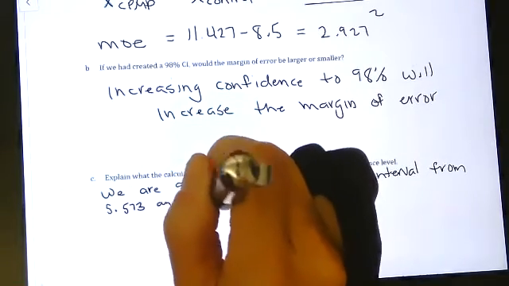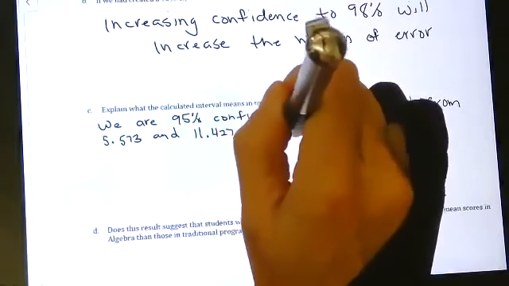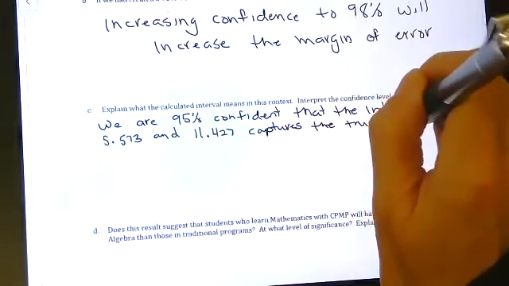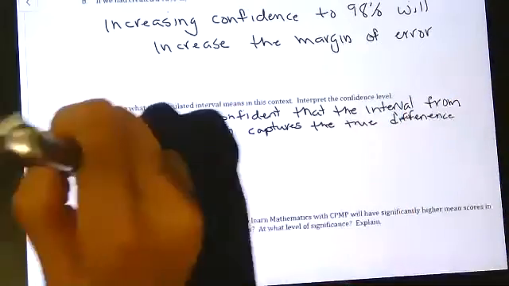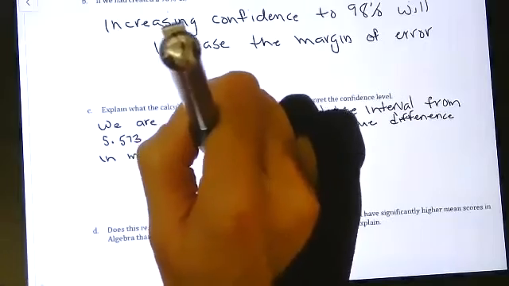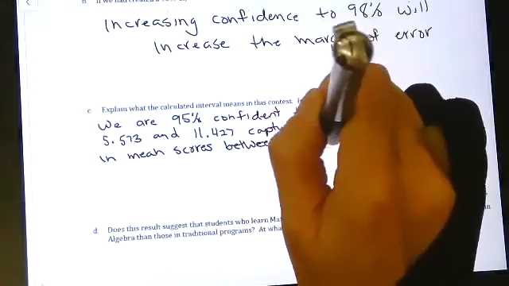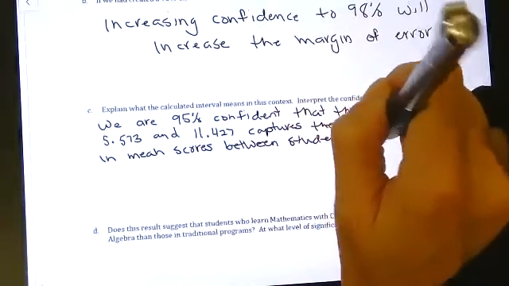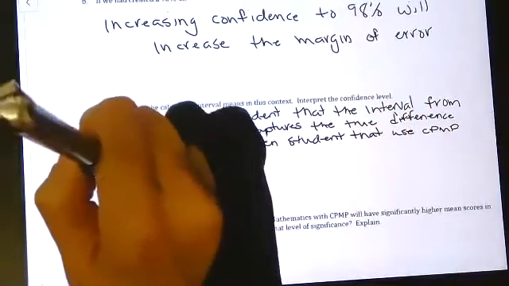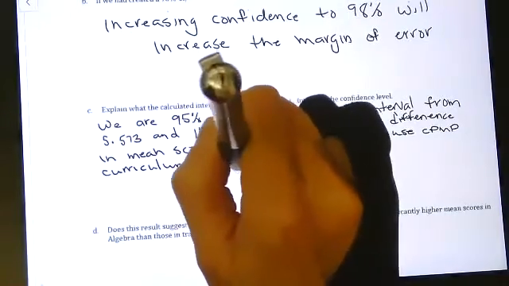And 11.427 captures the true difference in mean scores between students that use the CPMP curriculum and traditional curriculum.